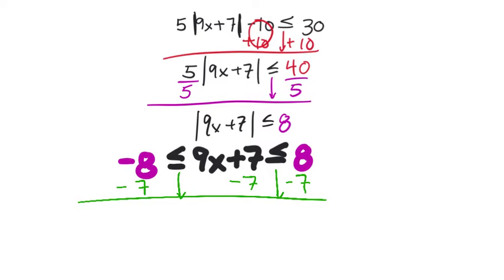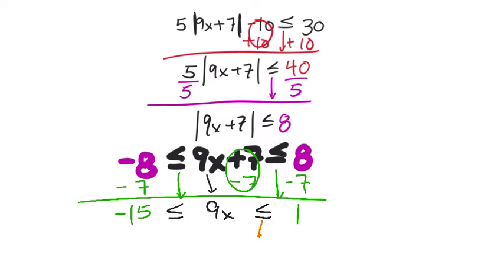So on the left, negative 8 minus 7 is negative 15. The 9x, of course, we can just drop. We zeroed out the positive 7, which was what we wanted, and then 8 minus 7 is 1. So this is not going to change the inequalities, so we're going to keep those.